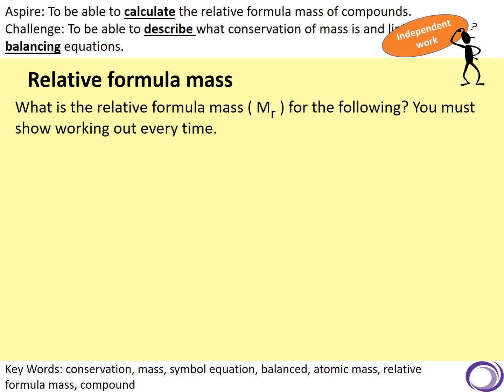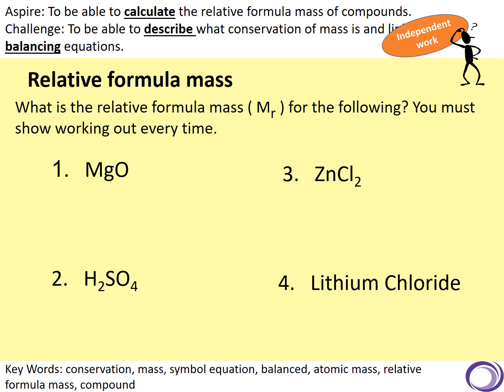Okay, because it's so important, I really want you to practice this a little bit more. So this is some independent work that you should be doing. In each case, you're going to work out the relative formula mass of a particular compound and you're going to show your working out every single time. So we've got magnesium oxide, we've got sulfuric acid, we've got zinc chloride, and we've got lithium chloride.